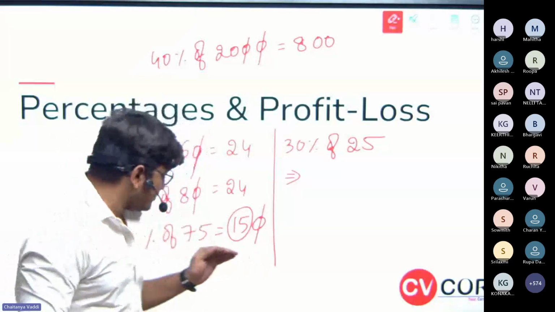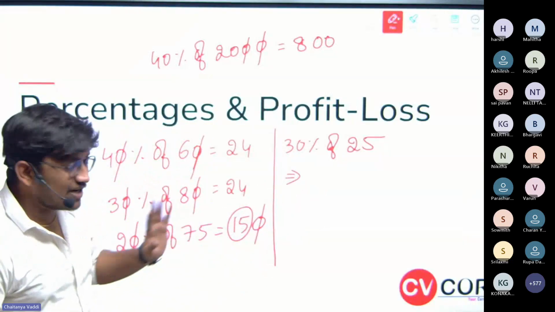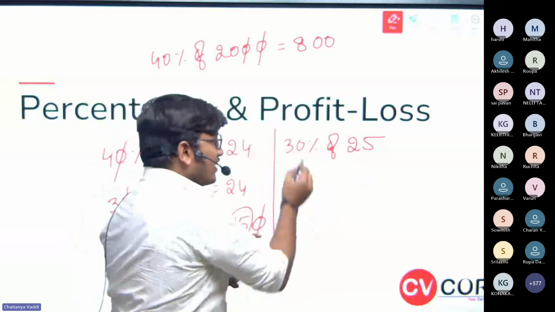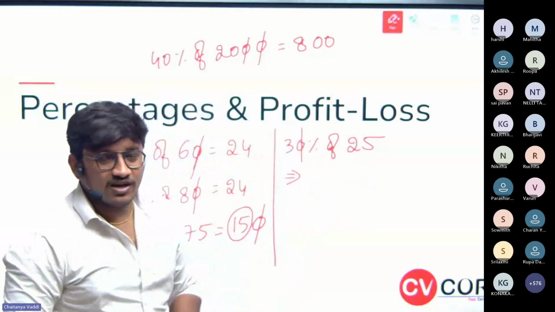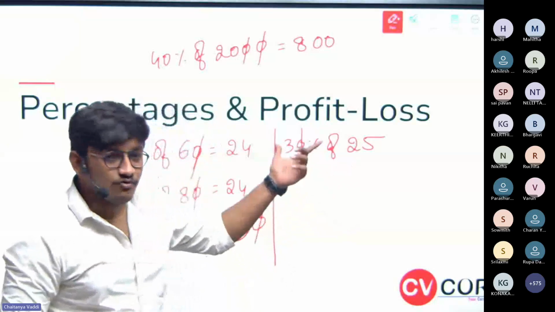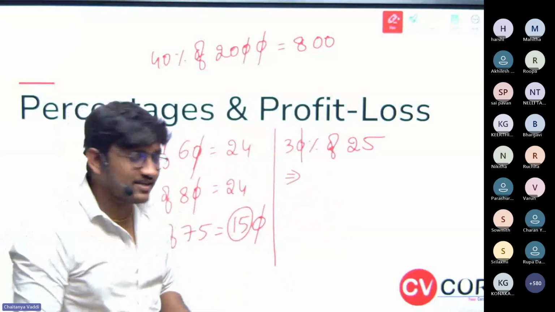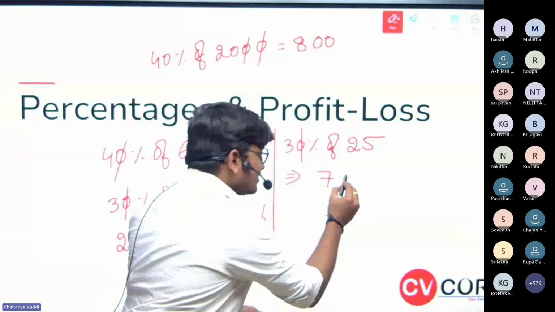Now the same type of question, but here in the answer we got one zero, we eliminated it. So 30 percentage of 25, we eliminate one zero in 30. Now there are no zeros to eliminate. So what I said, we should multiply the values directly. 25 three times. What is 25 three times? 25 three times is 75.